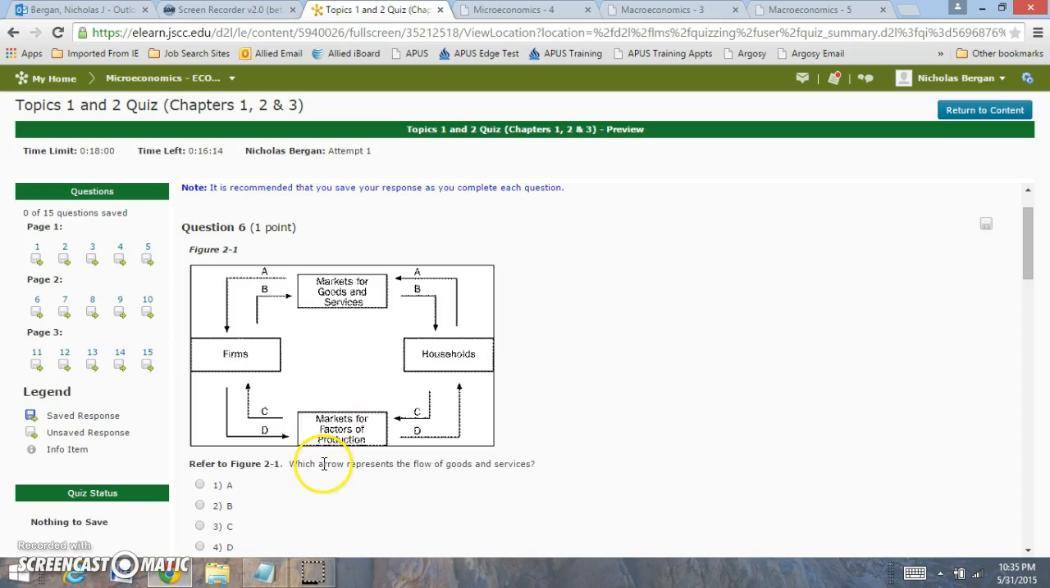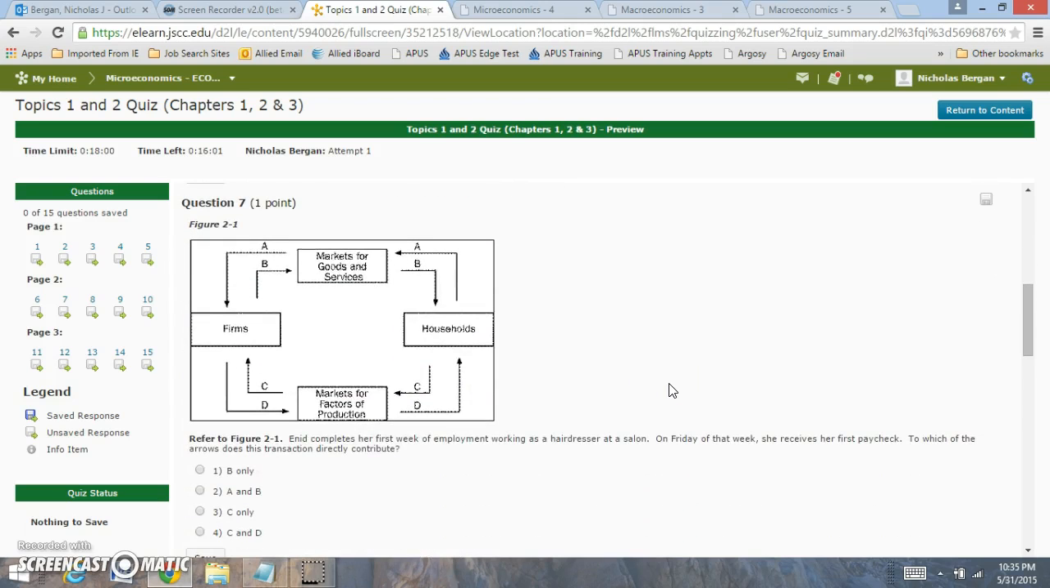Now question 6 looks at the flow of goods and services. The flow of goods and services is where firms are supplying stuff in the market for goods and services, where households buy things.